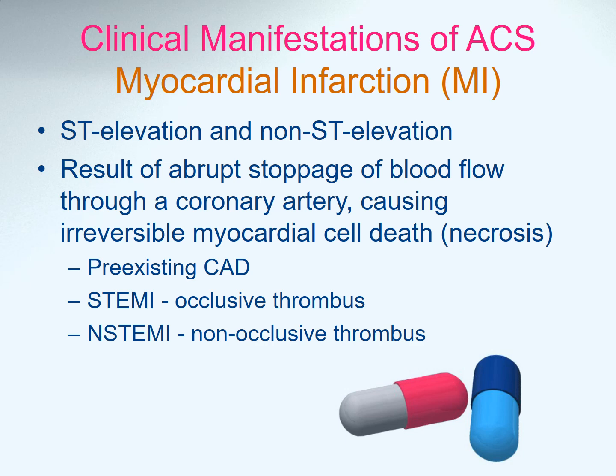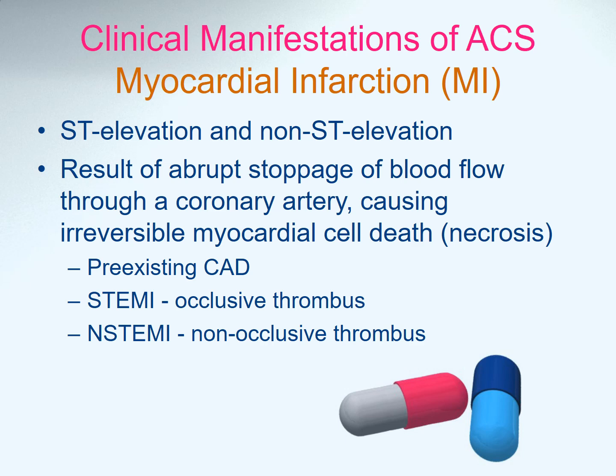A myocardial infarction occurs because of abrupt stoppage of blood flow through a coronary artery from a thrombus caused by platelet aggregation. This causes irreversible myocardial cell death and necrosis. Most MIs occur in the setting of pre-existing CAD. When a thrombus develops, blood flow to the heart muscle beyond the blockage stops, resulting in necrosis.